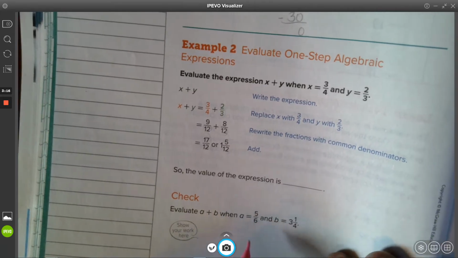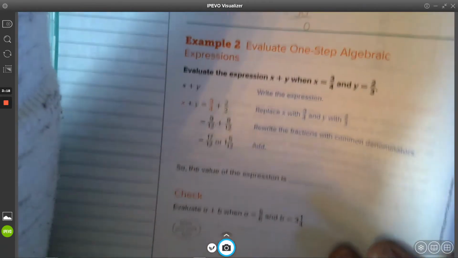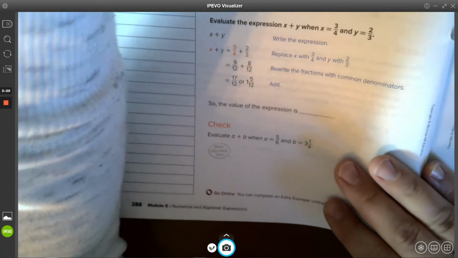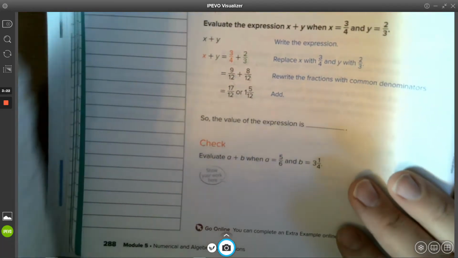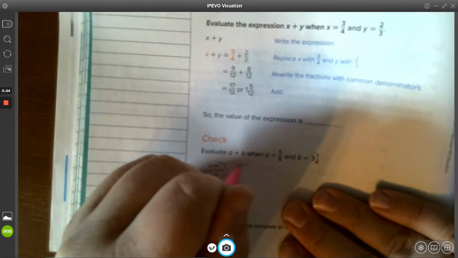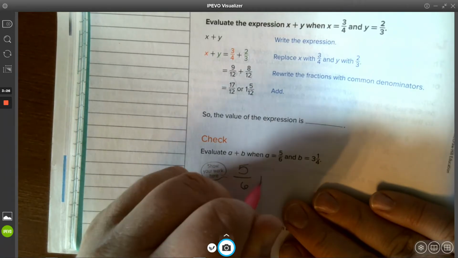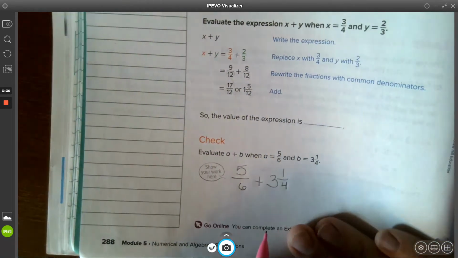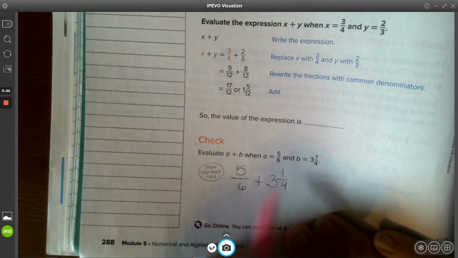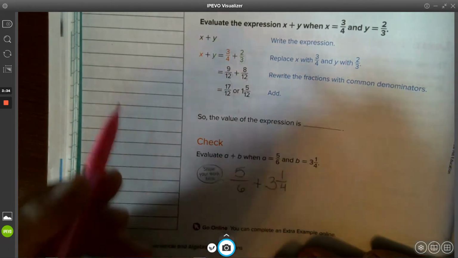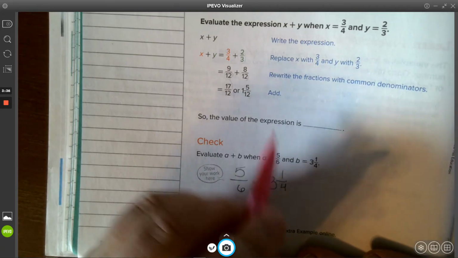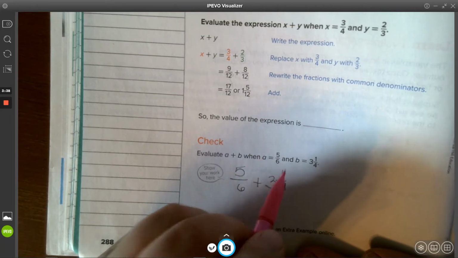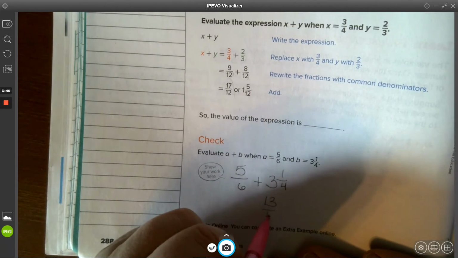So let's go ahead and try this with your check. Once again, go ahead and pause your video here and give it a try. So we're taking 5/6 plus 3 and 1/4. We're replacing that a and that b with what we have here. Change this to an improper fraction. 3 times 4 is 12 plus 1 is 13/4.